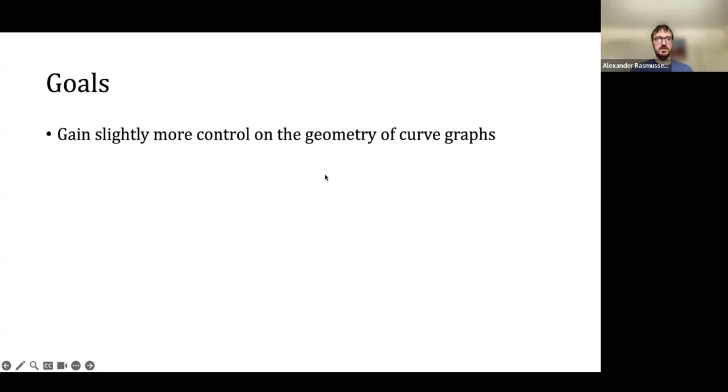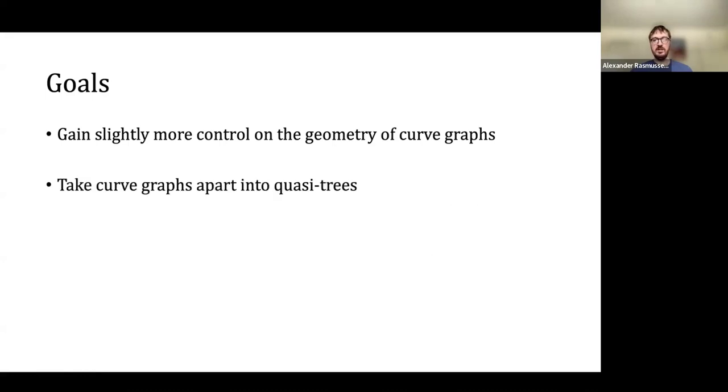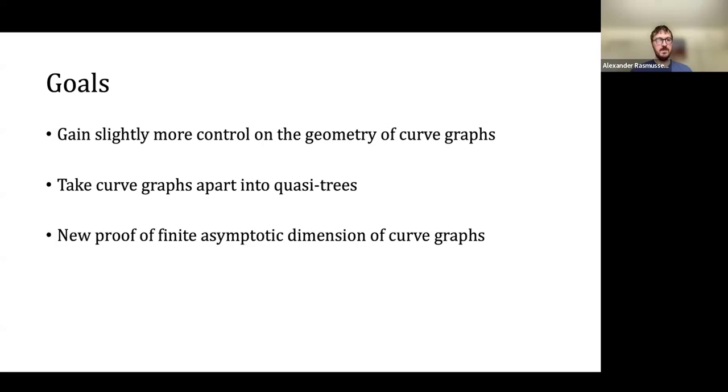Okay, so our goal is to gain a little bit more control on the geometry of curve graphs. We're going to do this essentially by taking them apart into simpler spaces, namely quasi-trees. And this will yield a new proof of finite asymptotic dimension for curve graphs.